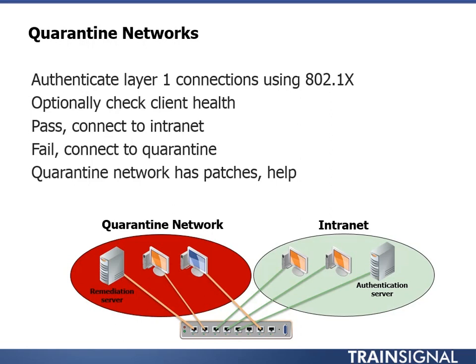So what you'll normally do is attach them to a separate quarantine network. The quarantine network is where all the computers that fail authentication go. And on this quarantine network, you have a remediation server. And the remediation server has all the latest updates. How convenient. So if you get kicked off the intranet for not having updates, you get on the quarantine network, but there's a friendly server there that says, I can help you. Here are the latest updates that you need. Install these, and I bet next time you authenticate, you'll get connected to the intranet.